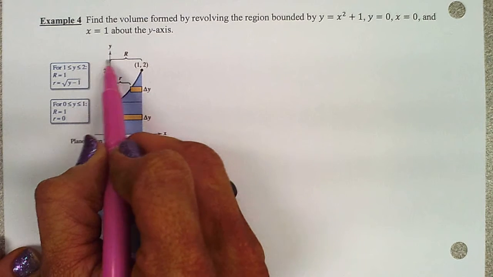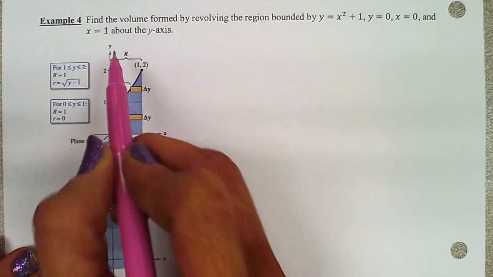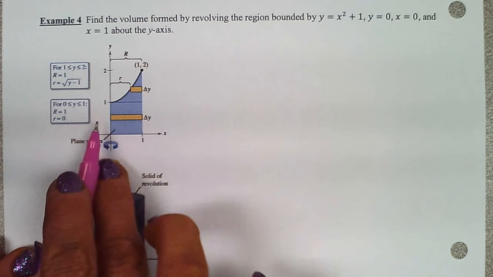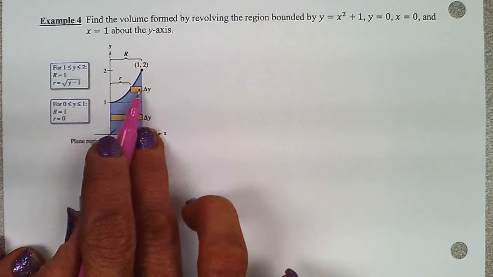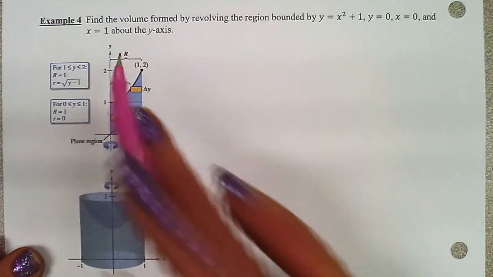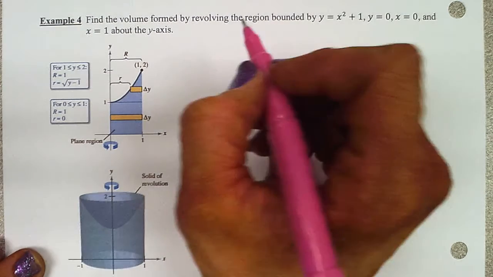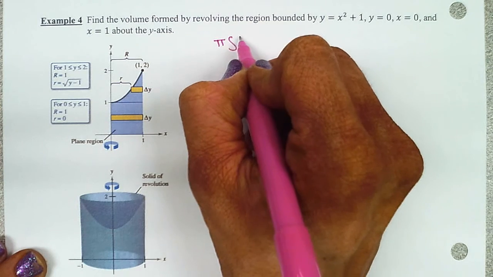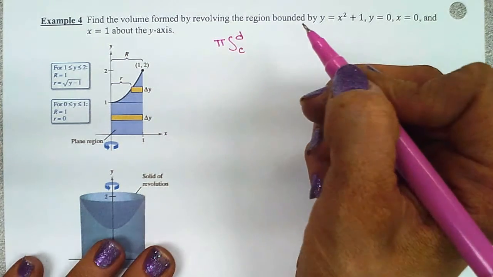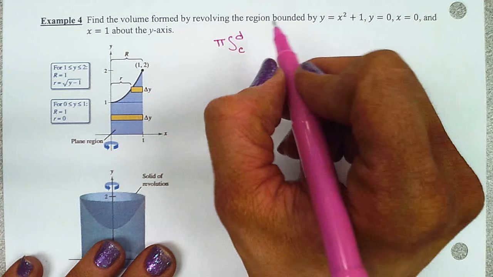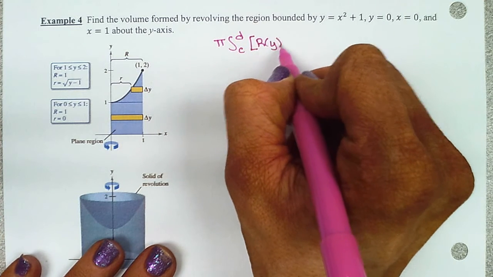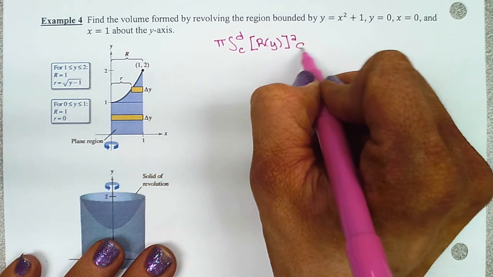So if we're going around the y-axis, in order to create a disk, we're going to have to measure out from left to right to find our height. So everything now is going to be in terms of y. So now we're looking at that pi from, and I'm going to call it like they did in the formula, c to d. And then we're going to end up having our r of y, quantity squared dy.